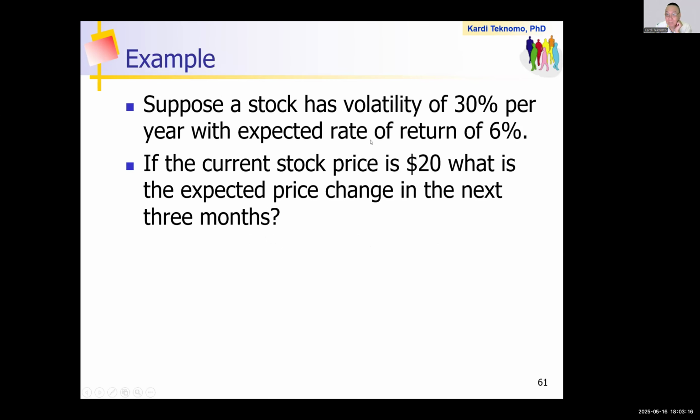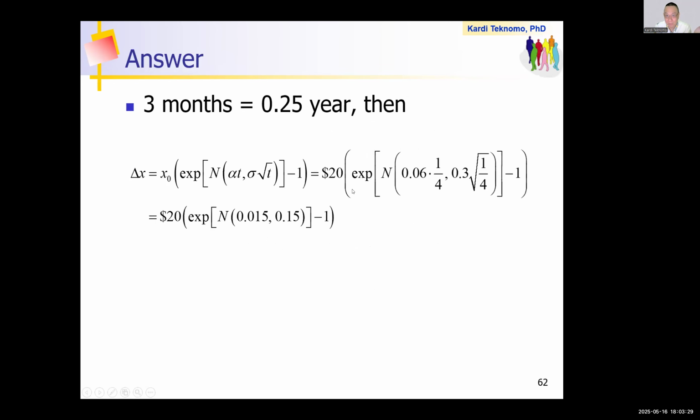So this is an example. If you have the volatility of a certain value and an expected return of a certain value, and this is your current stock, then you can calculate how much the expected price change is in the next 3 months. You can use that formula to get the expected value. Again, if you look at this, it means you only know the boundary. You don't know the actual price, but you know the actual boundary.